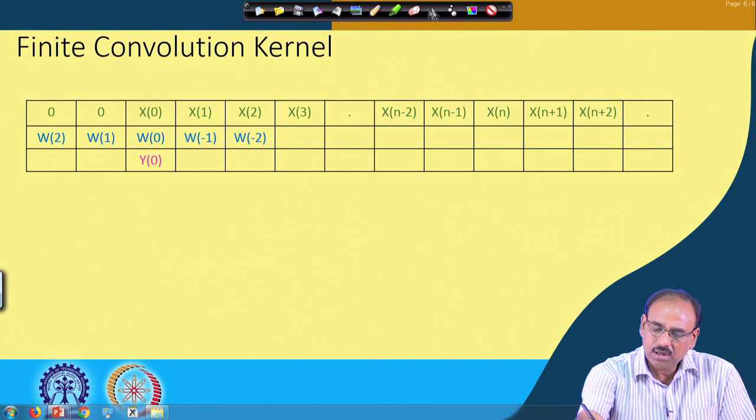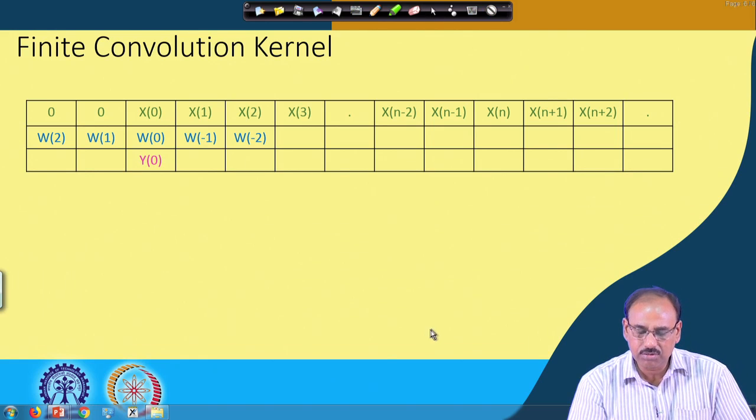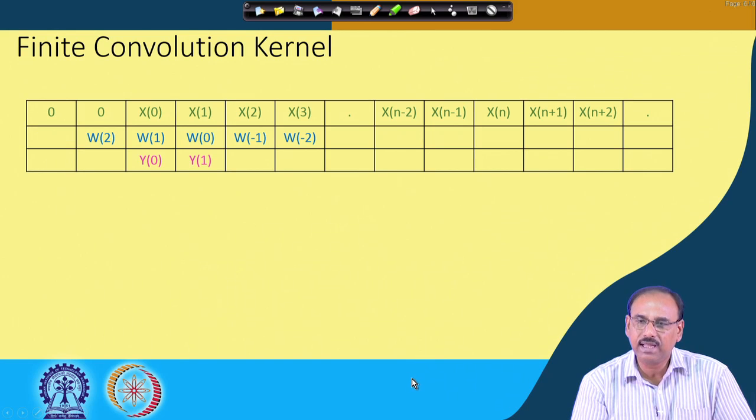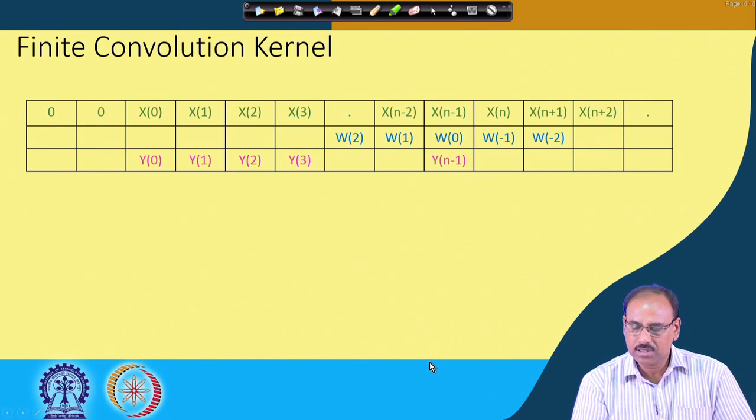So given this, this is what we get for n equal to 0 at y0. Similarly, for y1, you shift the kernel by one location and perform the same operation. So you get y1, y2, y3, up to yn minus 1. To get yn minus 1, you find that your kernel is centered on sample xn minus 1. Similarly, for yn, the kernel is centered on sample xn, and that gives you output yn.